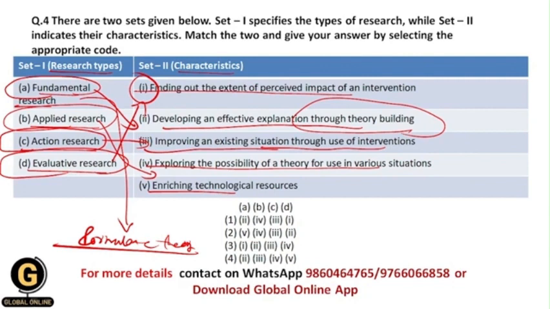And enriching technological resources, this thing basically does not occur in any kind of research type, and whenever we want to enrich the technological resources, this is basically, you can say, whenever we collect any data for a research, so this thing comes under that. Okay, that's why this option is not associated with any kind of research type, and that's why this gets eliminated. Okay, so the correct answer should be 1, because here A will go for 2, B will go for 4, C will go for 3, and D will go for 1.